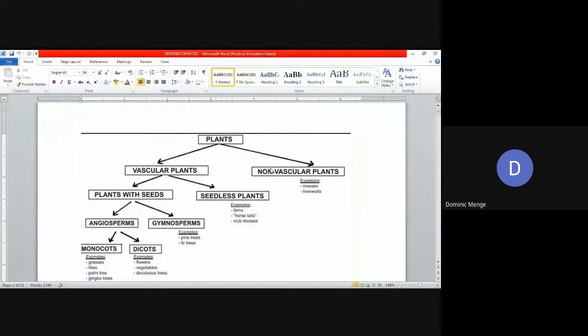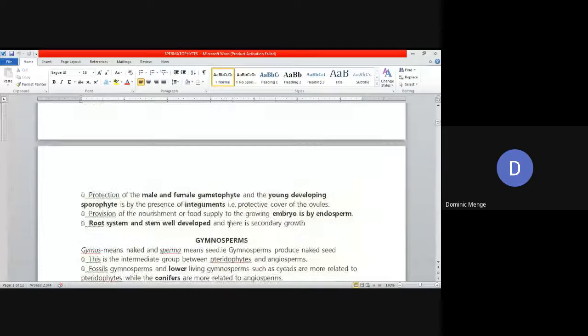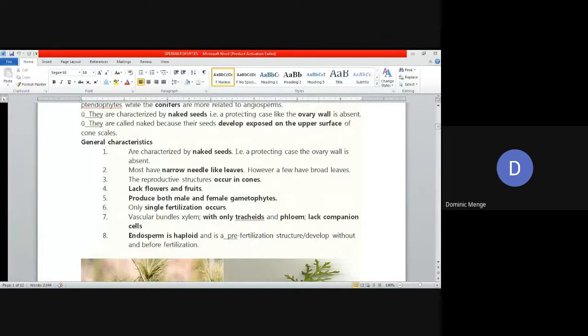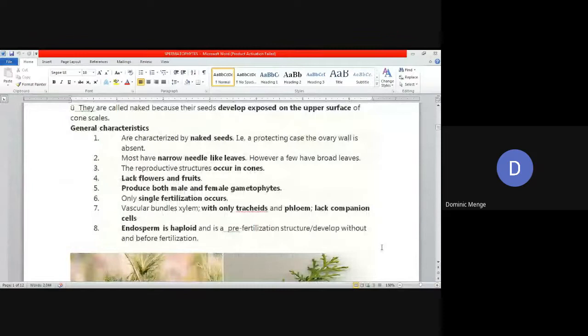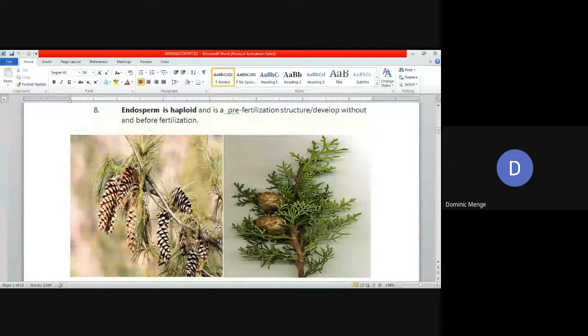So that's exactly what I was talking about. So we have explained some of the general characteristics. They are appearing on the wall. If I increase the font, you'll be able to see clearly what I mean. We have given those examples, characteristics 1 up to 8, and those are very key characteristics when you are talking about gymnosperms. So as you move downwards, you can see some of the gymnosperms that are put there. And you look carefully, you can see there are no fruits, just cones.